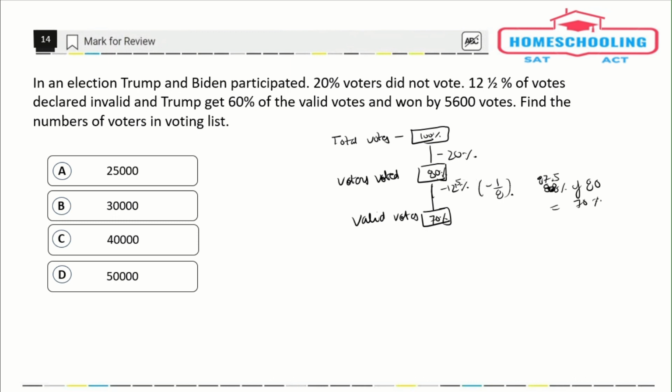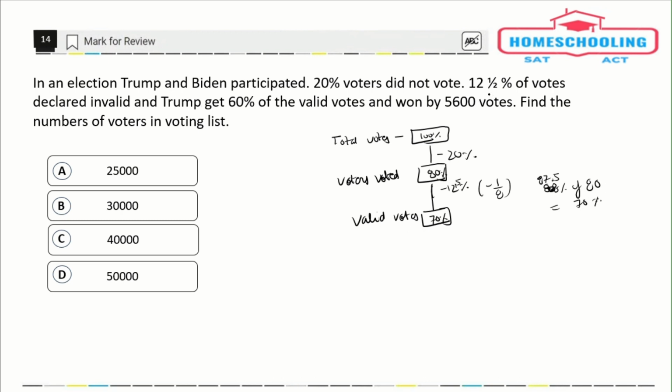So 12.5% is 1 by 8, as we have read in the basics where we have to convert percentage into fraction. So 12.5% is equivalent to 1 by 8. So if we reduce 1/8 of 80%, that would be equal to 70%. Or you can use 87.5, because we are reducing 12.5% from 100%. So that would be 100 minus 12.5, that would be 87.5% of 80. So that would be 70%.